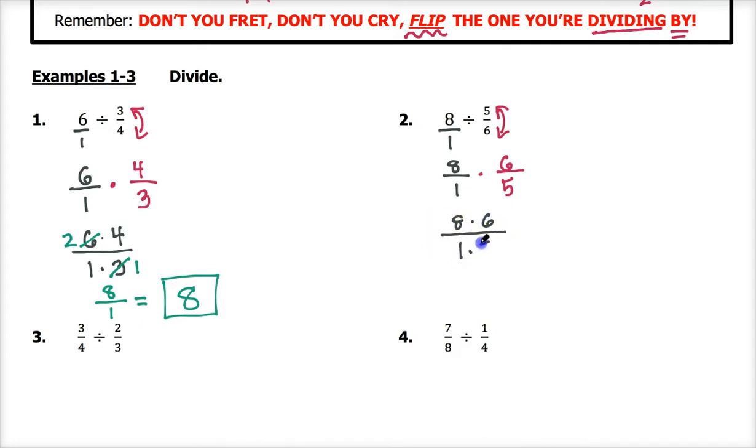I can't do any canceling in this problem, so I'm just going to multiply straight across. 8 times 6 is 48, and 1 times 5 is 5. So we have the improper fraction 48/5. I'm going to make that now a mixed number. 5 will go into 48 9 whole times, and then we get a remainder of 3. So this becomes the mixed number 9 3/5.